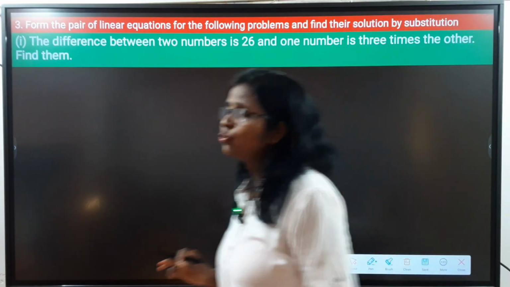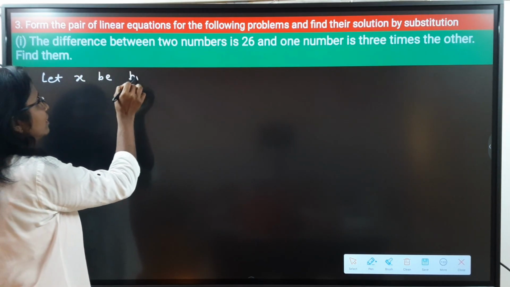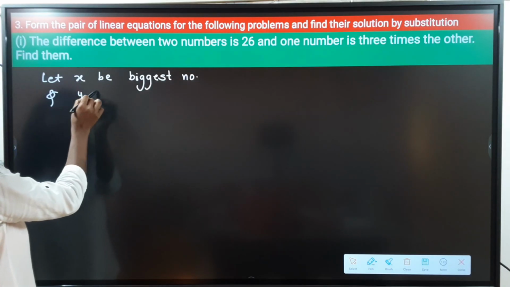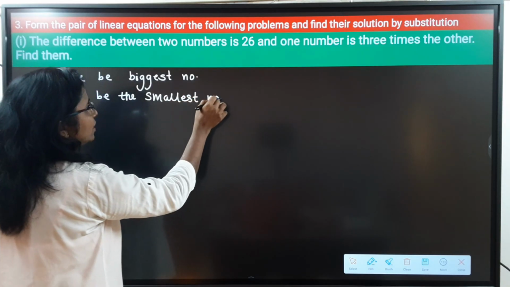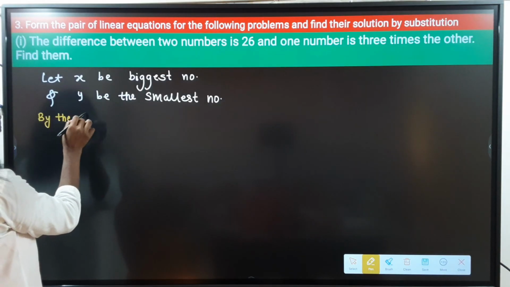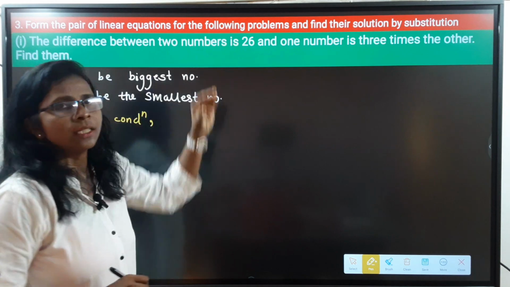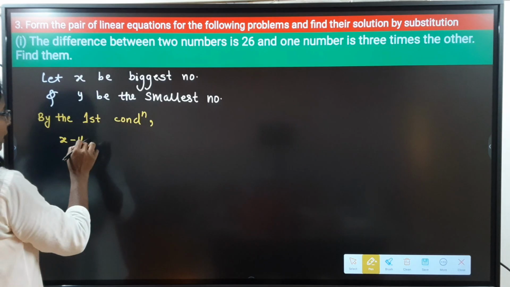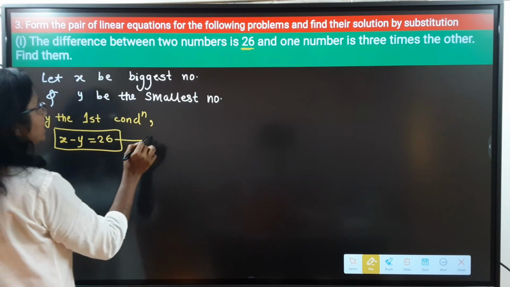So our assumption will be: let x be the biggest number and y be the smallest number. Okay. Then by the first condition, students, the first condition says that the difference between the two numbers is 26. So the biggest number x minus the smallest number y is equal to 26. Call this equation the first equation.